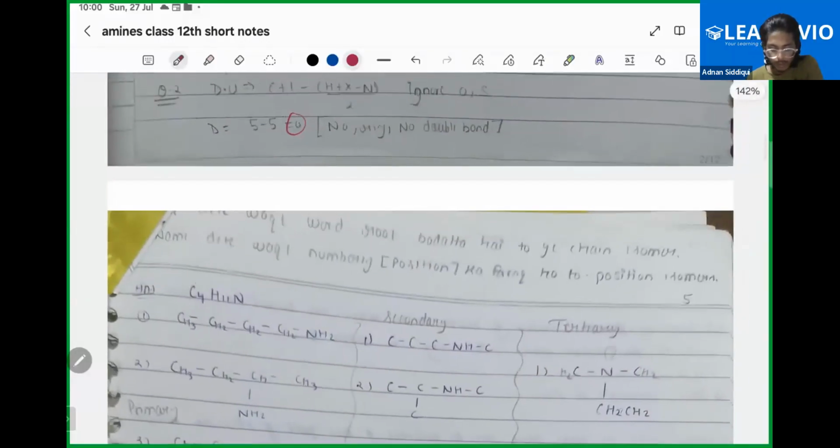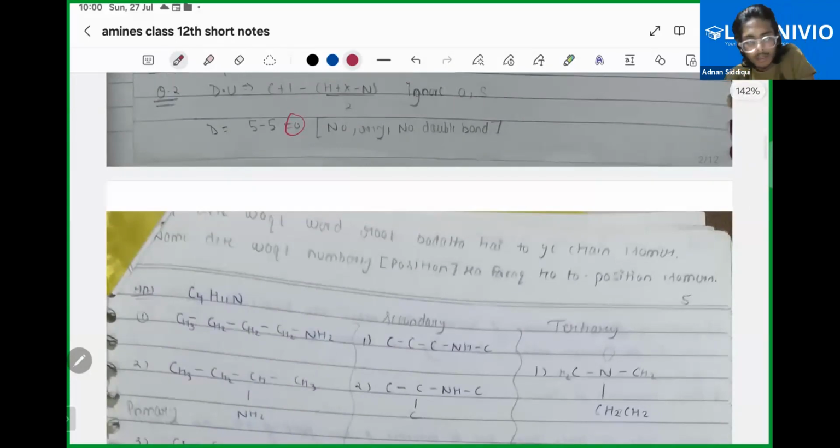Now I have mentioned something over here. नाम करते वक्त वर्ड रूट बदल जाता है तो चेन आइसोमर. If you are naming a compound and your word root is changing, that means your chain is changing. Suppose you started with the butane chain and the next isomer is giving you a propane chain. So here the chemical formula is still same because you have produced those structures from a single chemical formula. But at the time of naming, you are getting one compound as butane and other one as propane. So it is an example of chain isomer.